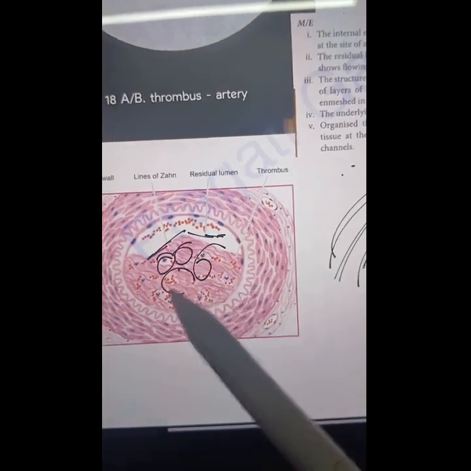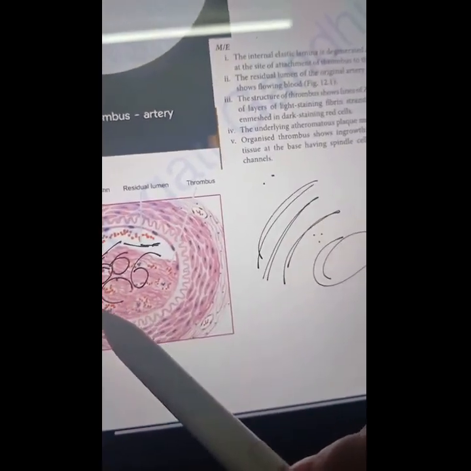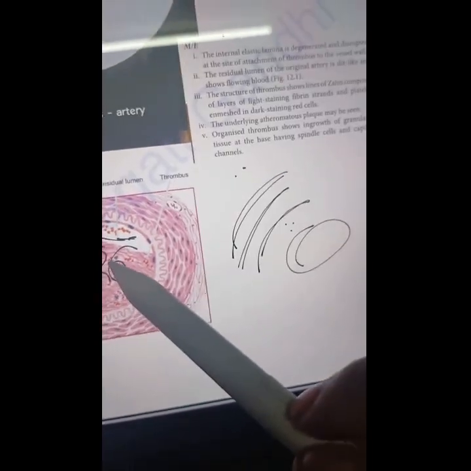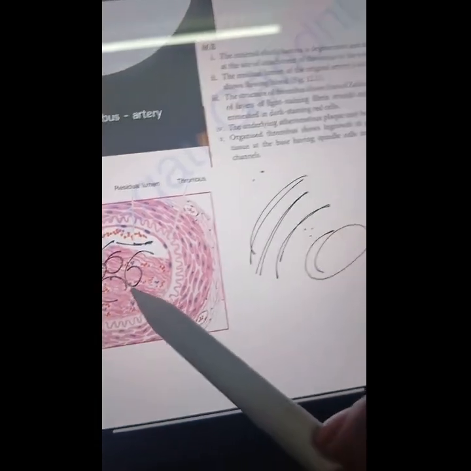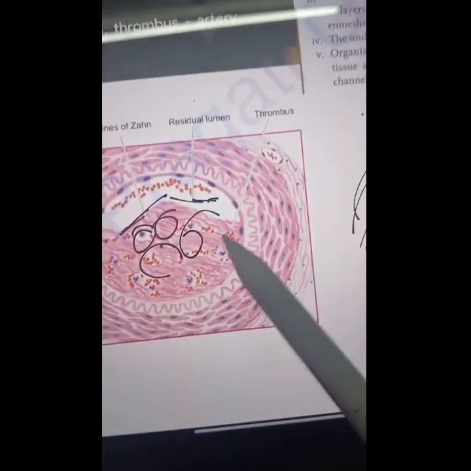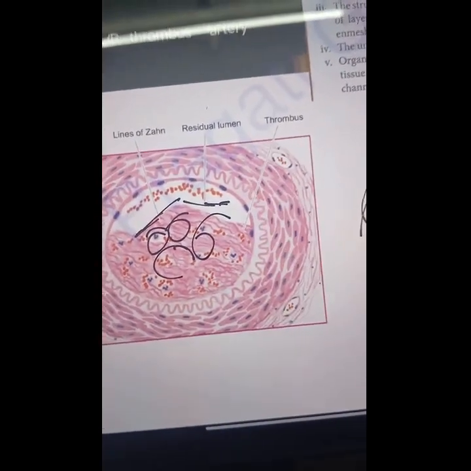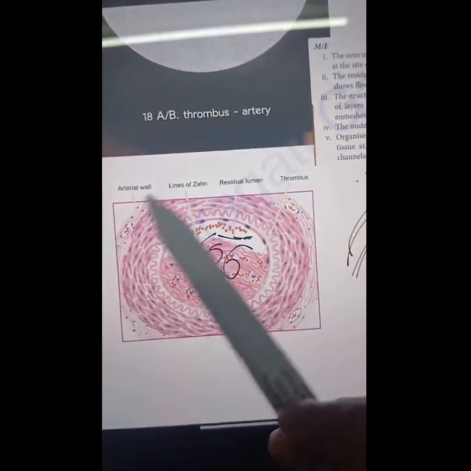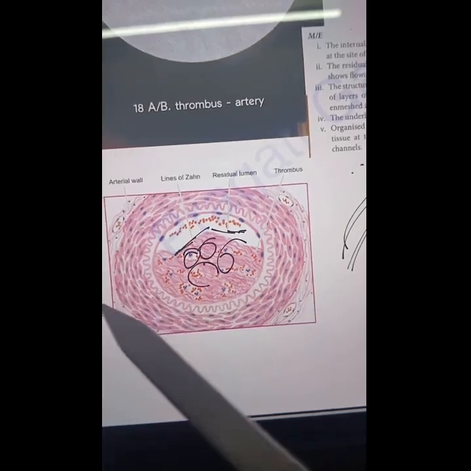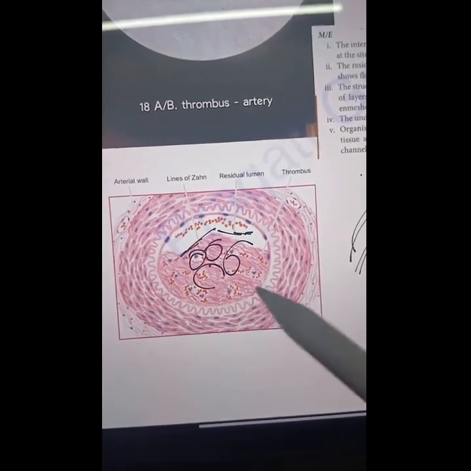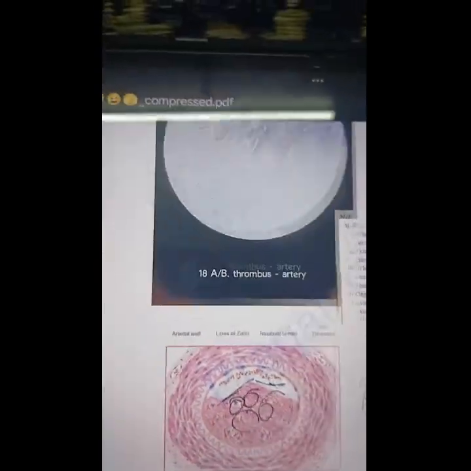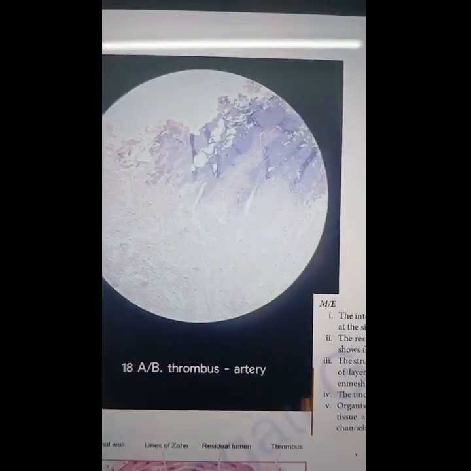What are the lines of Zahn? Lines of Zahn are those lines which are considered to be fibrin strands. The light staining fibrin strands are there, and the platelets which appear dark. So this light and dark pattern is known as the lines of Zahn. Then surrounding is the external elastic lamina, then surrounding smooth muscle cells, lymphocytes and fibroblasts. So this is basically the thrombus artery which can be seen over here.